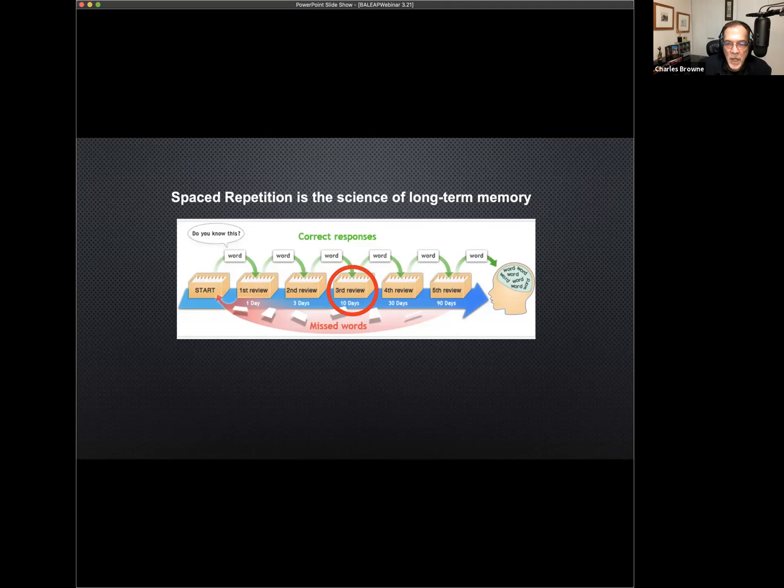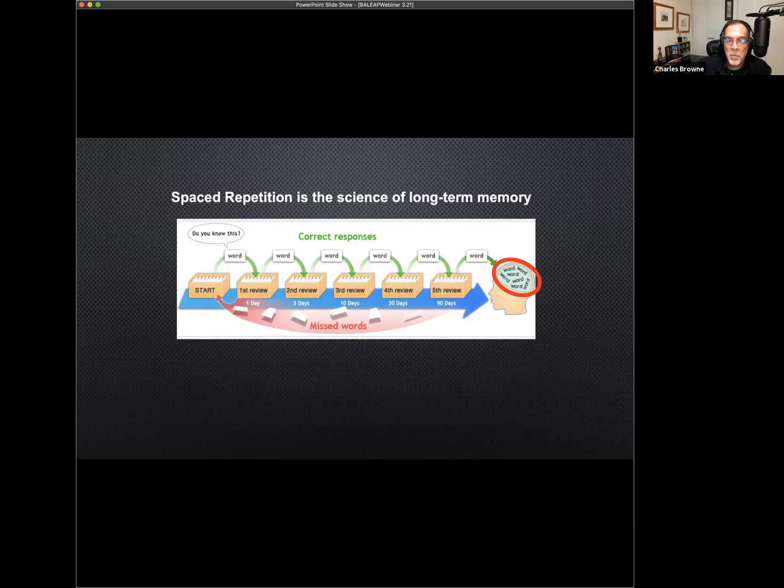But at any time, if you get the word wrong, the word that you get wrong goes all the way back to the beginning. So the words that you get wrong, you get a lot of repetition until you start getting it right. And the words that you get right consistently, the interval increases: 1 day, 3 days, 10 days, 30 days, 90 days, and eventually permanent memory is acquired.